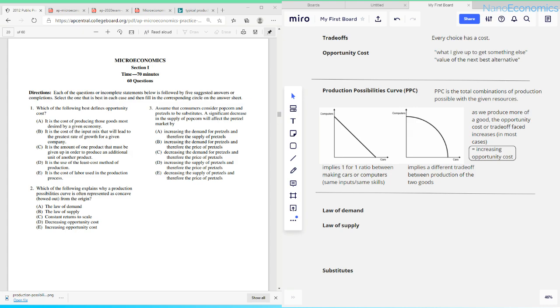So the law of demand essentially states that as the price of a good rises, the quantity demanded decreases. And as the price of the good decreases, the quantity demanded of that good increases.